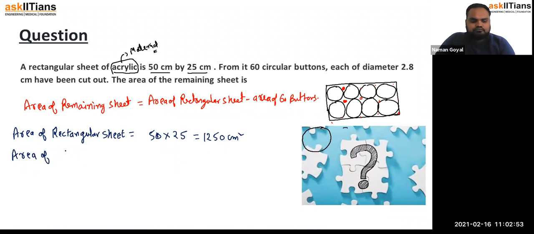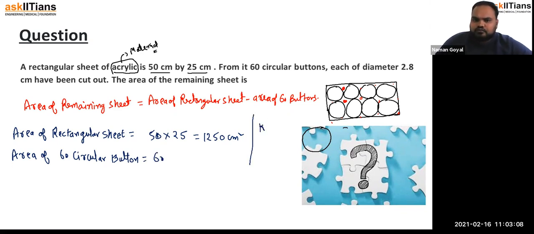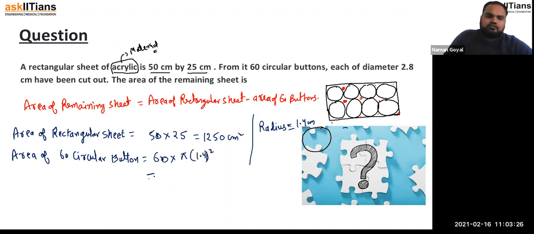Okay, now area of 60 circular buttons. It will be 60 into area of one button. So radius is what? See, 2.8 is the diameter, so 1.4 centimeter is the radius. So 60 into pi r square, r is 1.4 squared. So you can take 60 into 22 upon 7 into 1.4.